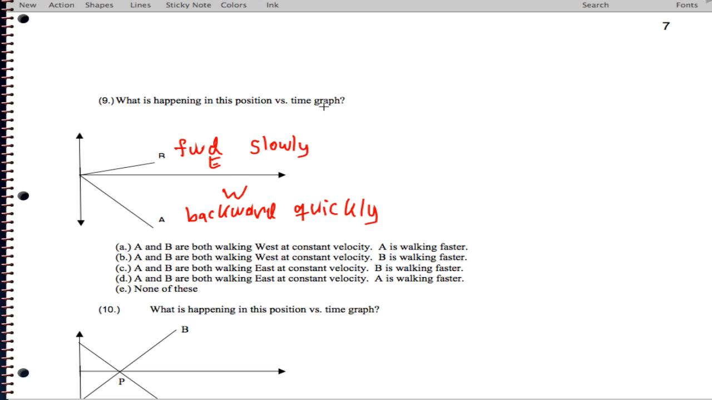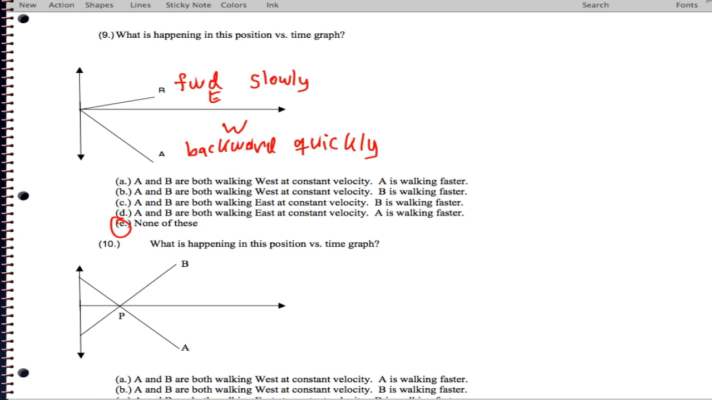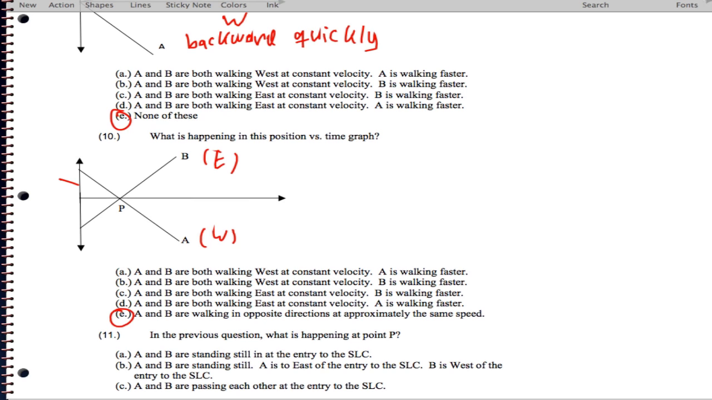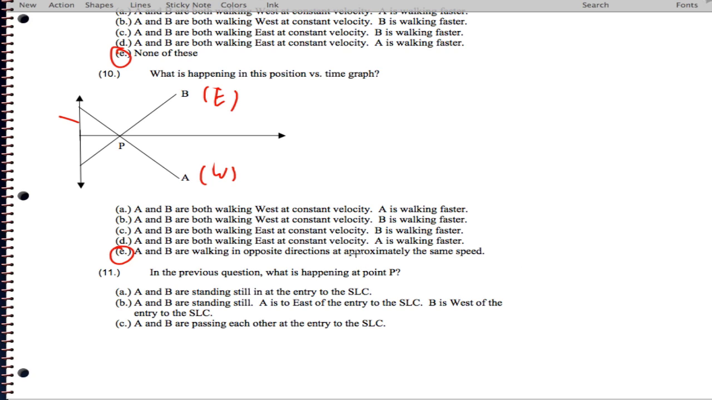So let's see if we can find that. It's interesting. All the choices offer us that A and B are walking in the same direction, and they're not. So none of these is actually the right answer. Now, what happens in this graph is that A is walking west, B is walking east. Again, looking at the slope. So actually, they're walking in the opposite direction at about the same speed. And what's happening at point P is they pass each other at the entry to the SLC in this problem, right?